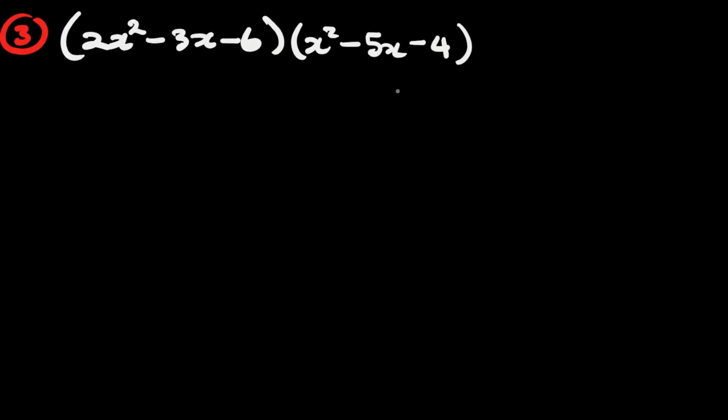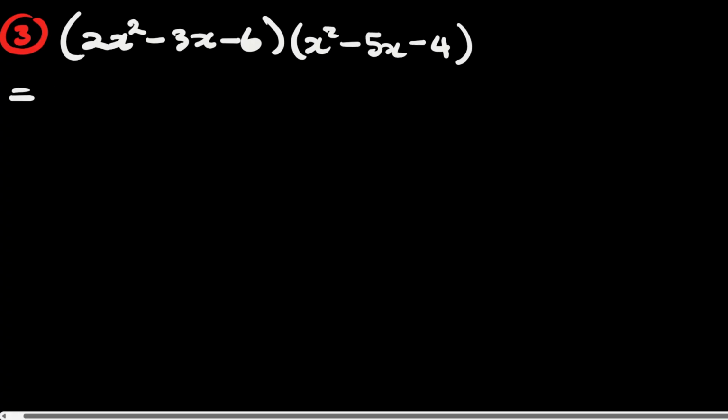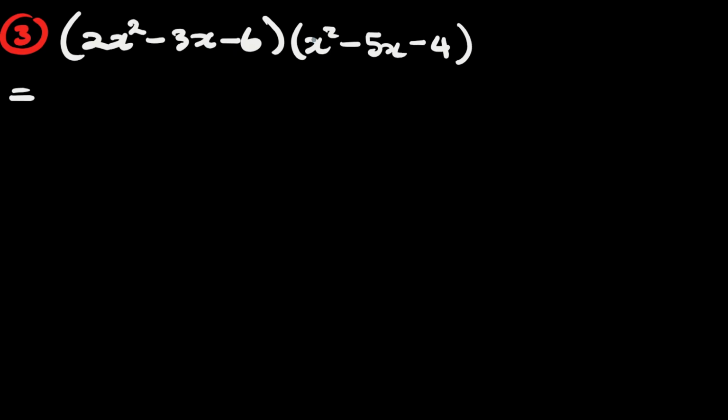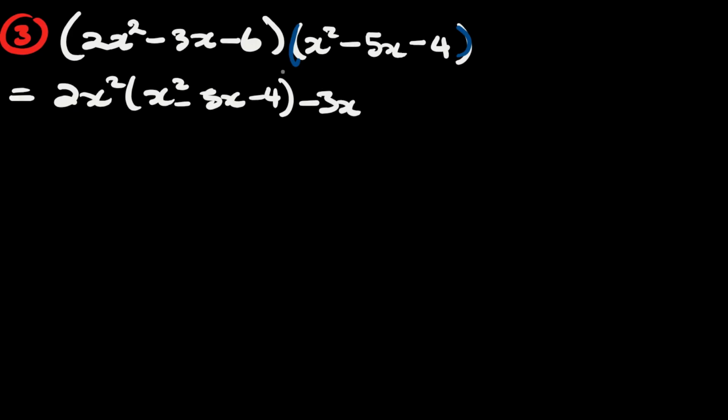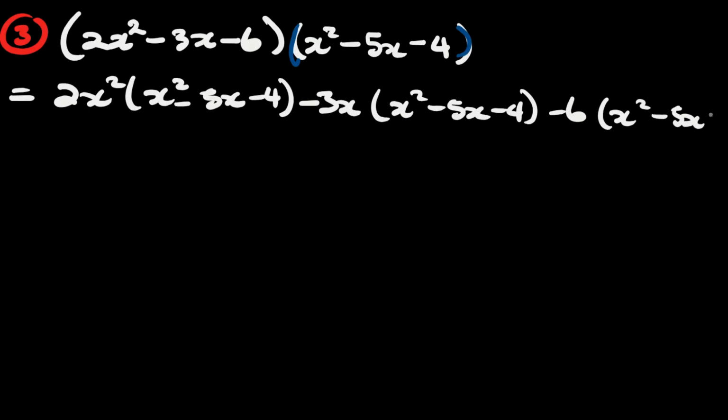And this is how our final question looked like. And so the approach is still the same. 2x squared multiplied the whole bracket, x squared minus 5x minus 4. We multiply the whole bracket, so you can write it. We multiply x squared minus 5x minus 4. So it applies to negative 3x. We'll multiply the whole bracket, x squared minus 5x minus 4. And so it applies to negative 6. We'll multiply x squared minus 5x minus 4.